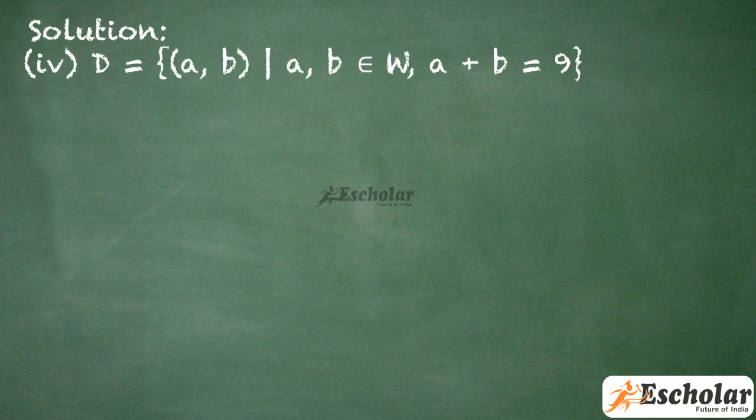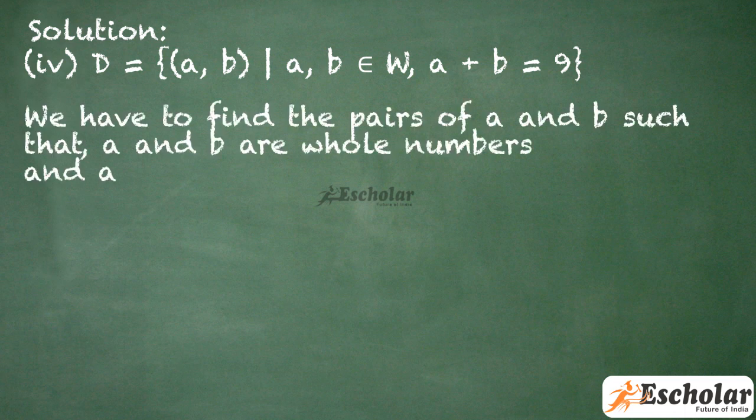Fourth, D is equal to {(a, b) such that (a, b) belongs to W and a plus b is equal to 9}. We have to find the pairs of a and b such that a and b are whole numbers and a plus b is equal to 9. Let us first write the value of a and then the value of b.